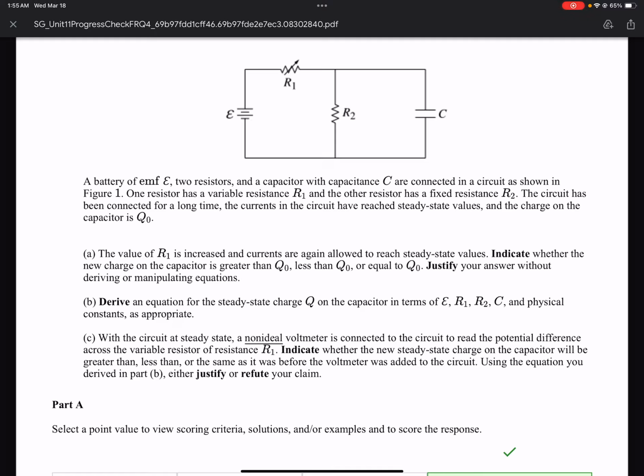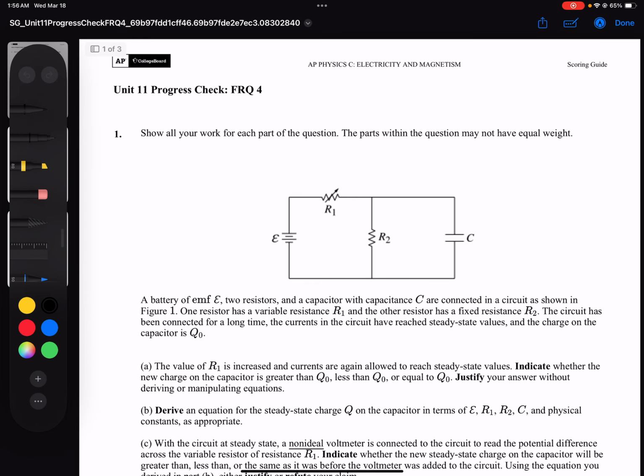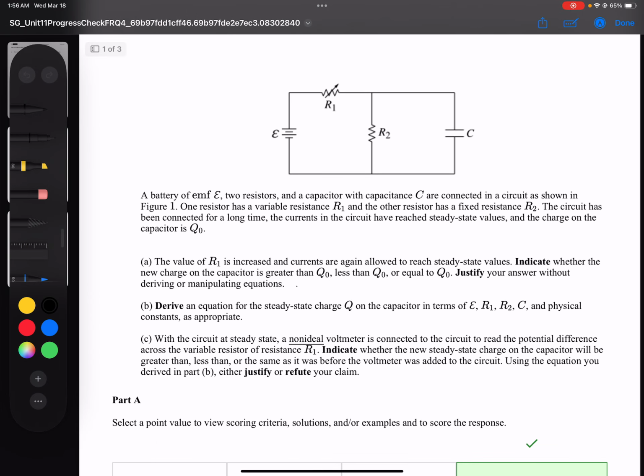Let's try to understand why. Let's say this resistance R doubles, and say they both had the same resistance to begin with. If it doubles, then R1 is going to have twice the voltage drop of R2. Given that the voltage drop for the whole circuit is the EMF of the battery, the voltage across R2 has to decrease, and the voltage across the capacitor will also decrease by virtue of the fact that it's connected in parallel with R2. So that's basically the answer: it's going to be less than Q naught.